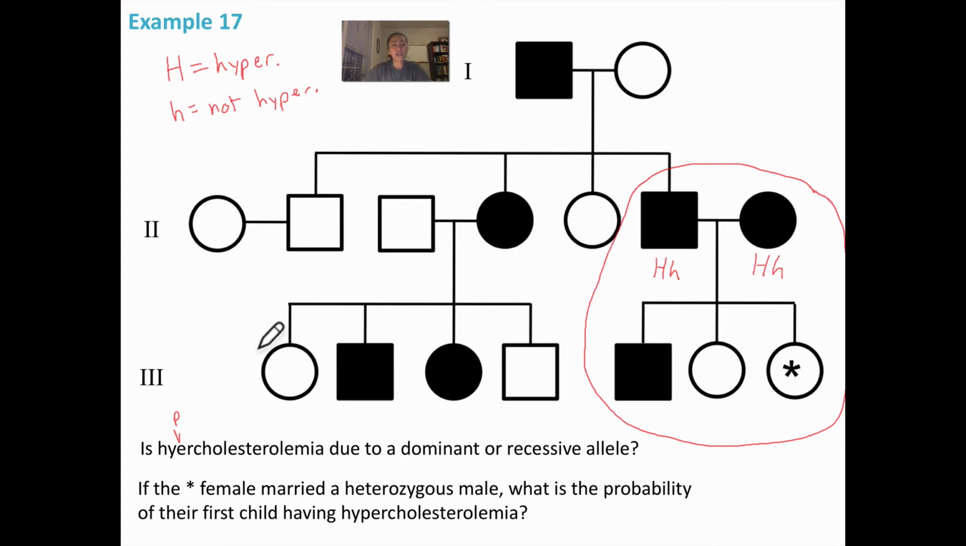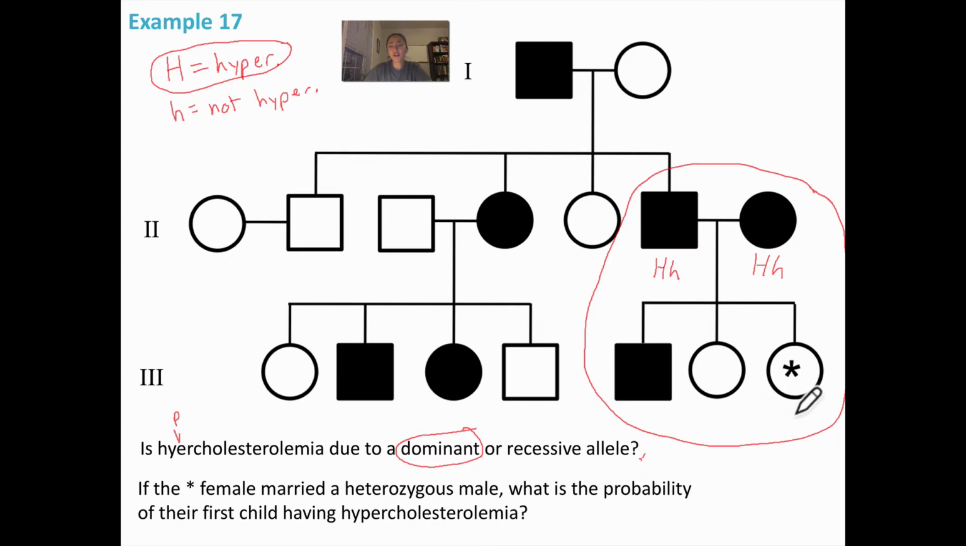So is hypercholesterolemia due to a dominant or recessive allele? Well, we can see right here that individuals that have hypercholesterolemia have to have the big H, so it is due to a dominant allele. If the female starred married a heterozygous male, what is the probability of their child having hypercholesterolemia?